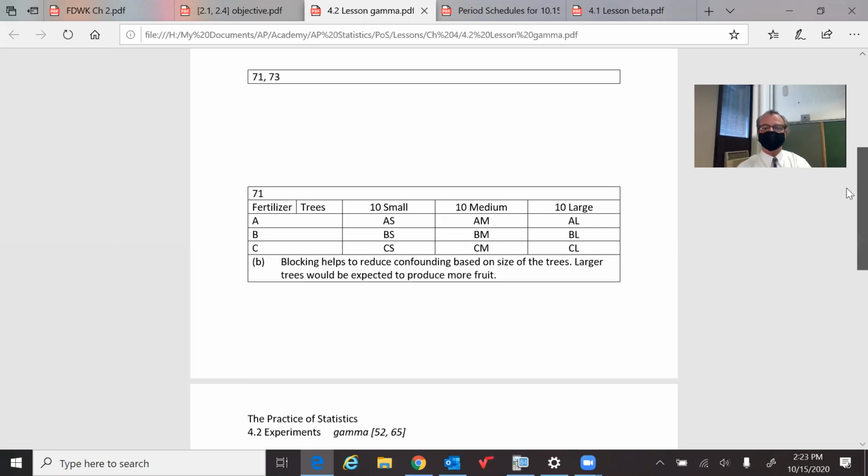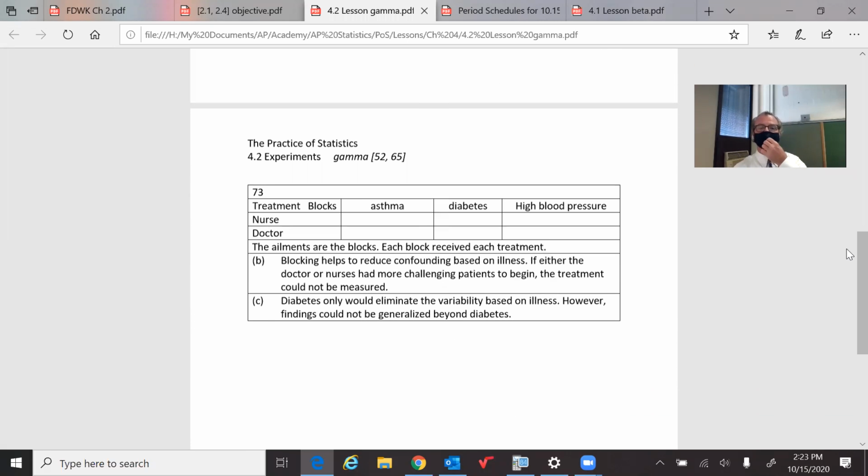For the doctor and the nurse practitioner, the block is the illness. The treatment is whether you got the nurse or the doctor. Okay? Blocking helps to reduce confounding based on the illness. Maybe by chance alone, the nurse practitioners got more of the more challenging patients. Then it would look like they didn't do as well.